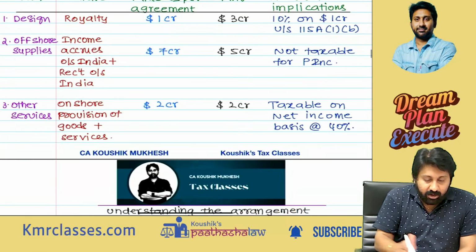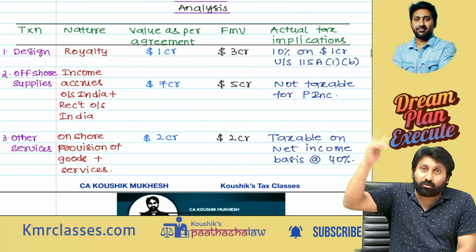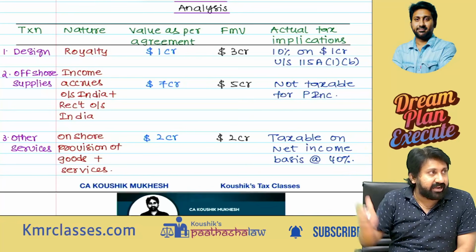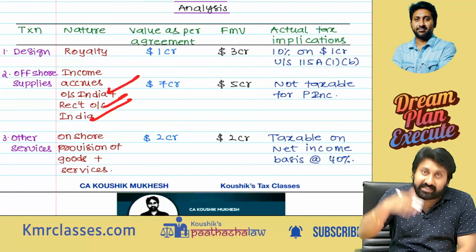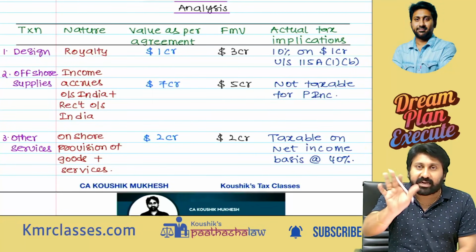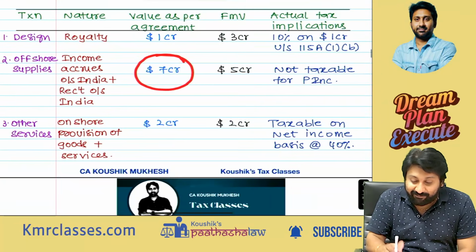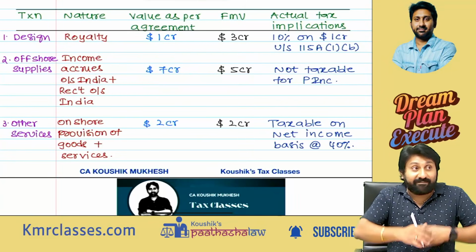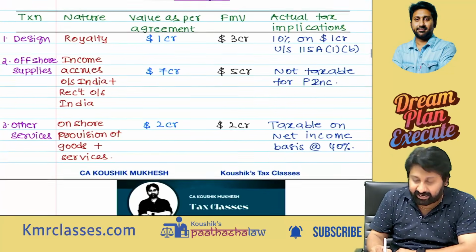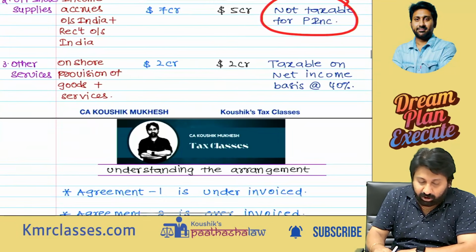Analysis I am doing. Offshore supply. They supplied outside India. Machine is located outside India. Income accrues outside India and receipt is also made outside India. This is not taxable for a non-resident. 7 crore they have shown, but actually FMV is only 5 crore. At 7 crore, they completely exempted, not taxable in India for P Incorporated.